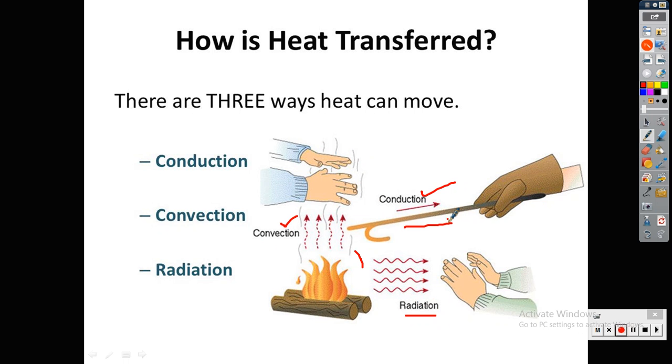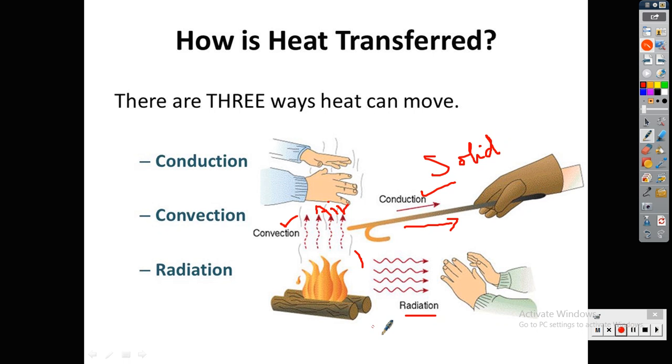Here it is transferring through an object, a metallic object. This is a solid object, an iron nail. So through the solid the heat is transferring to the hand. Here, the presence of air is there, so through the air heat is transferring to the hand.